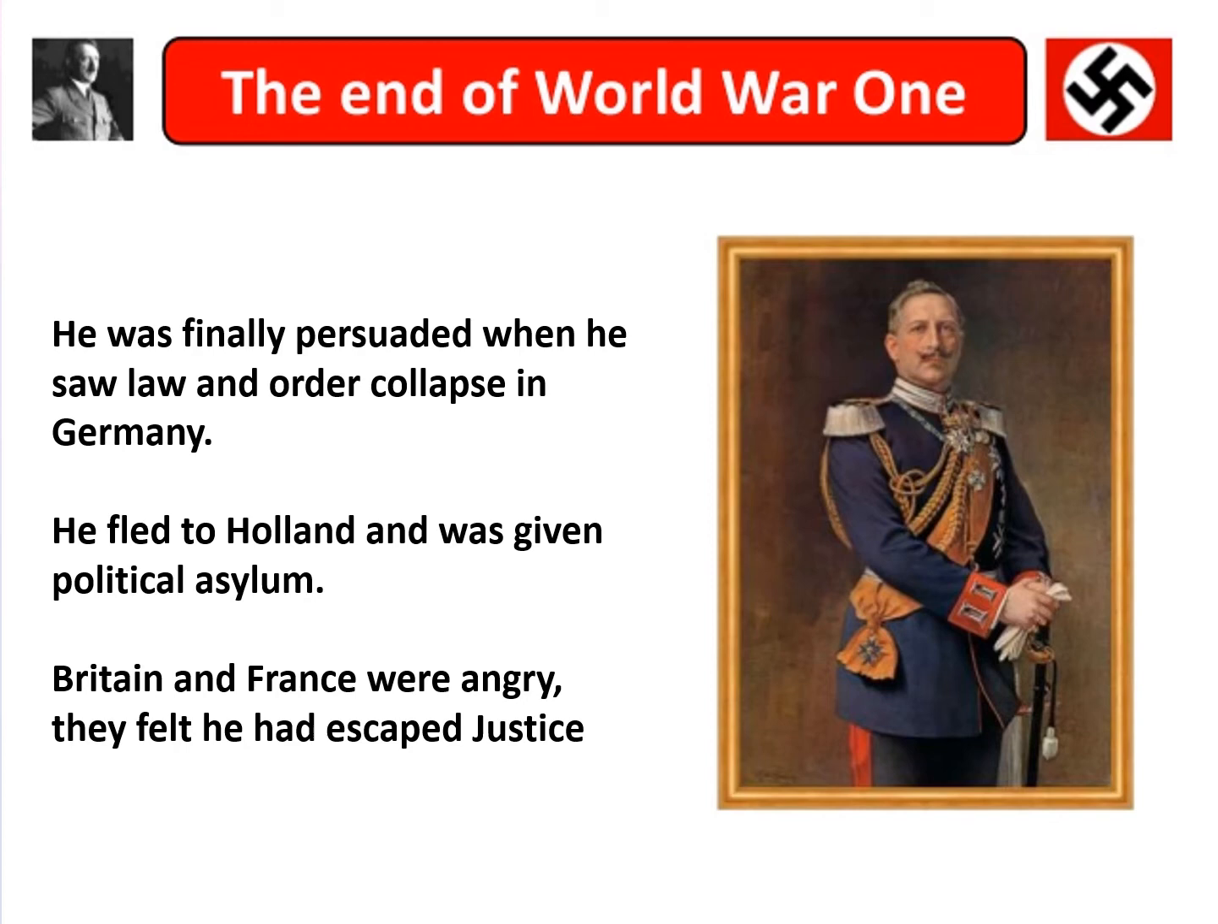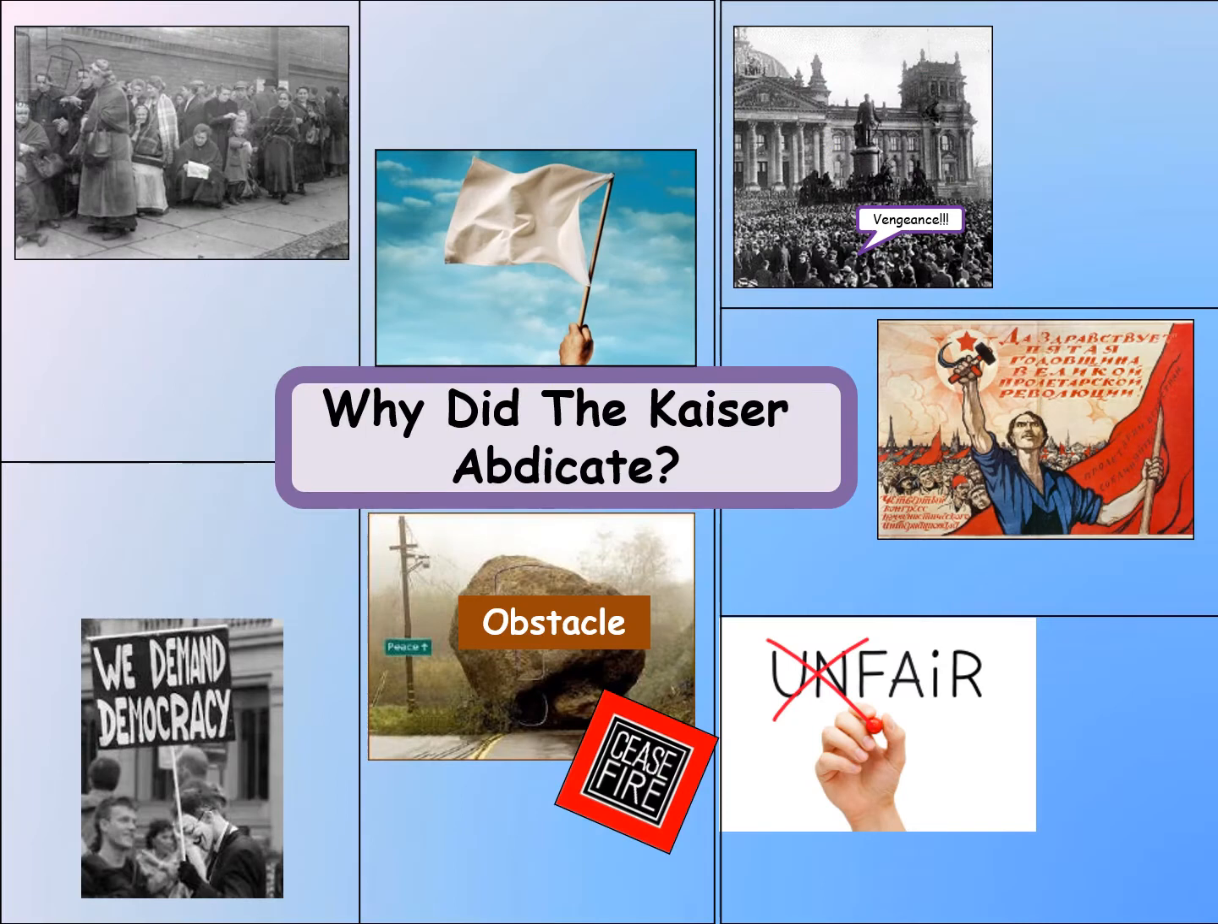So because law and order was starting to collapse in Germany, and he knew that these people would possibly come out against him quite shortly, he was finally persuaded. He abdicated and he ran off to Holland for political asylum. Britain and France were not particularly happy about that. They thought he'd escaped justice, but there wasn't very much more that they could actually do. So ultimately then, an abdication has to happen and an armistice is actually made.